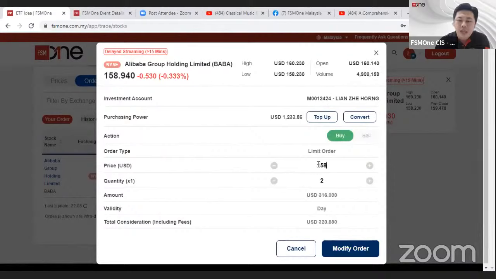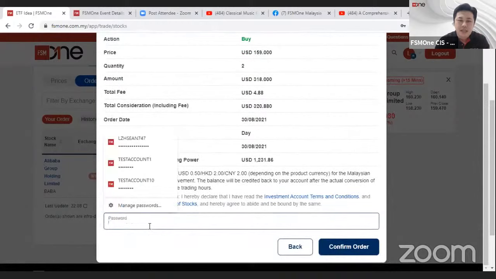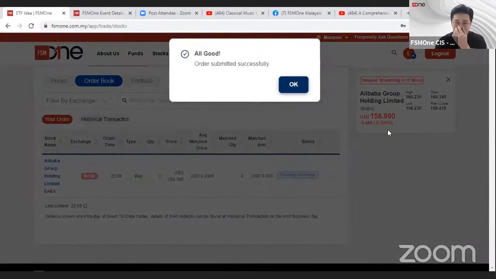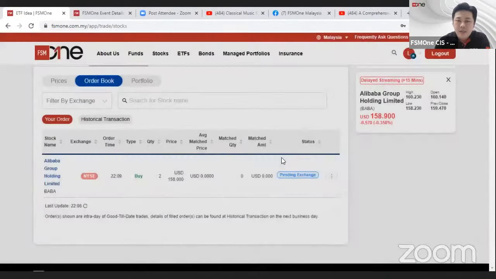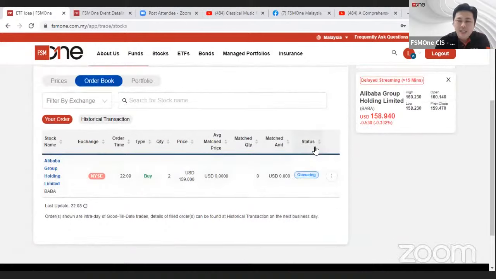Now if I key in 159 and modify my order, and key in my password, confirm order, then it will update the status over here. So it's still queuing, it's okay. So now we proceed for another transaction.